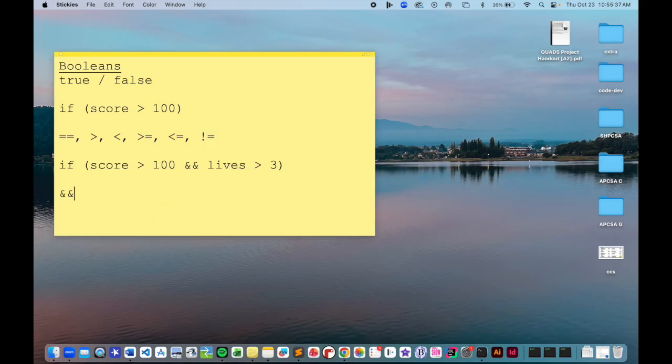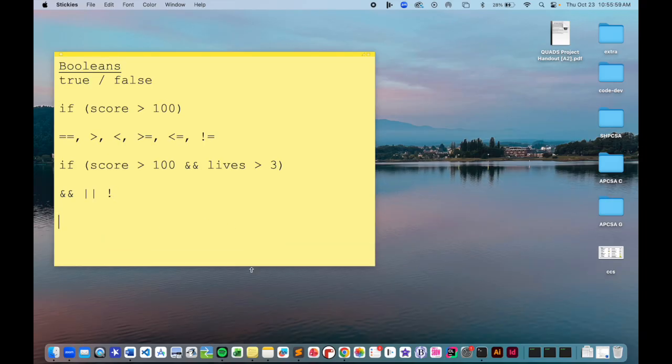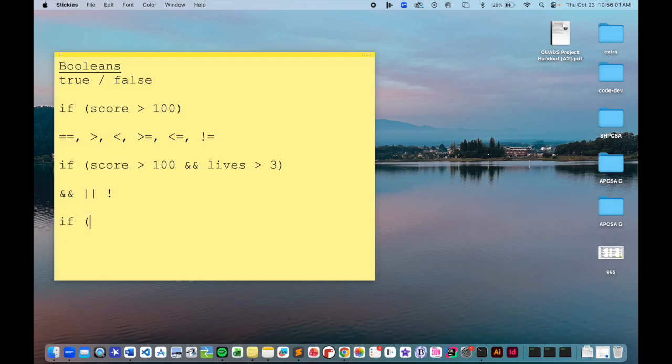So we have and, which you do with two ampersand symbols. We also have or, which is actually two of these vertical bars. It's right above your return or your enter key. Or will be true when either one or the other is true. And then the last one we can use is the bang, which again means not. So I could write something a little bit more complicated. I could say if bang score equals 10 or lives is less than 2.